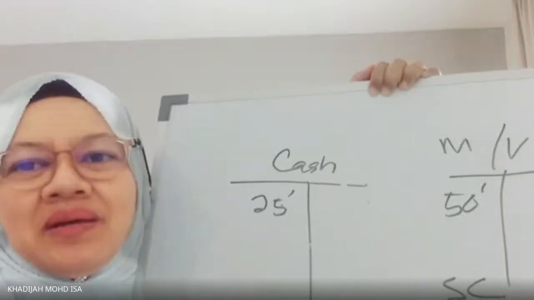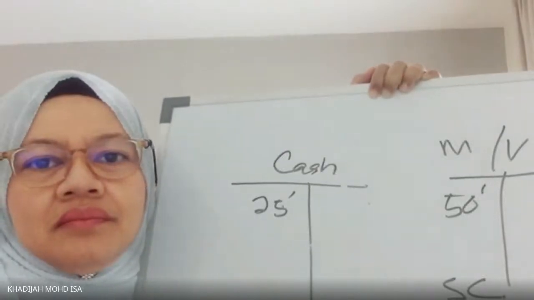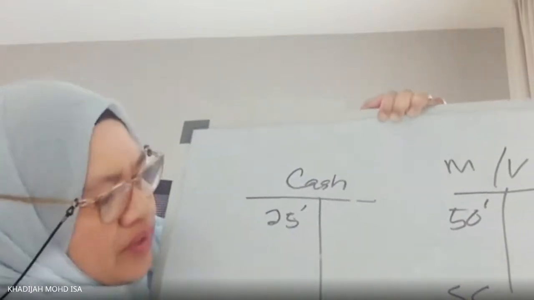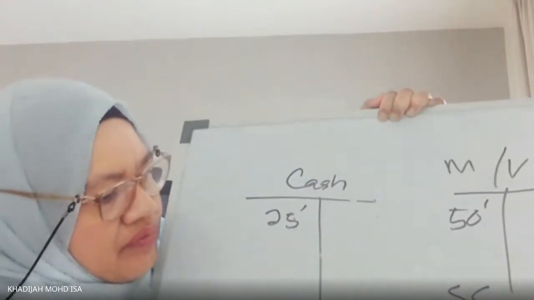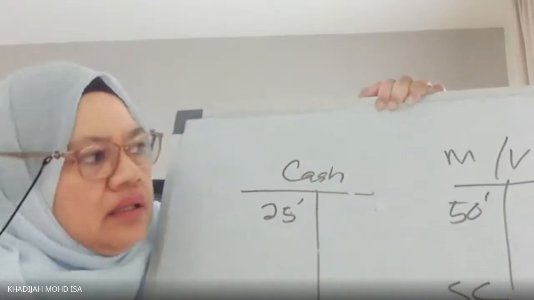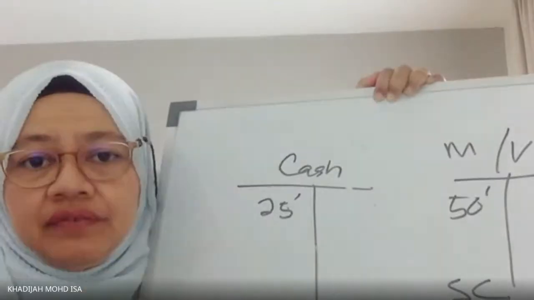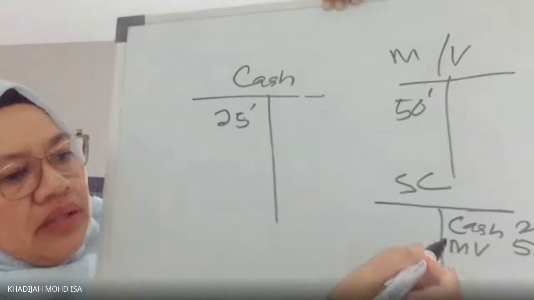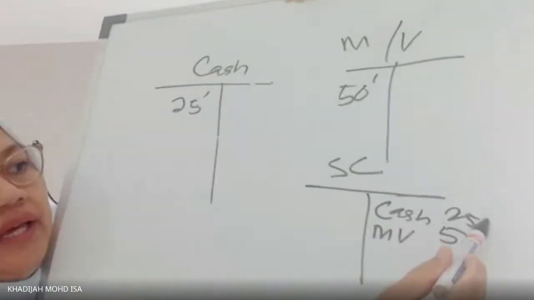75,000? Is it? I don't know. What was the amount? All right, no. Okay, cash of 25, and then you have the motor vehicle of 50. I know that in your journal entries, you put it as share capital 75. But that 75 actually comes from, can you see this? All right, cash of 25, motor vehicle of 50.